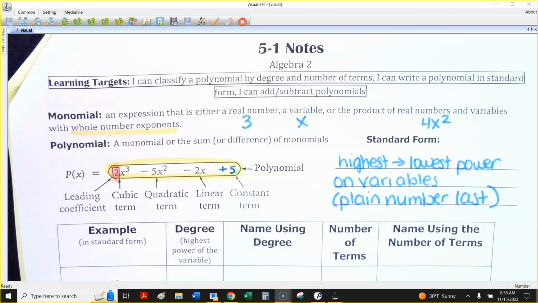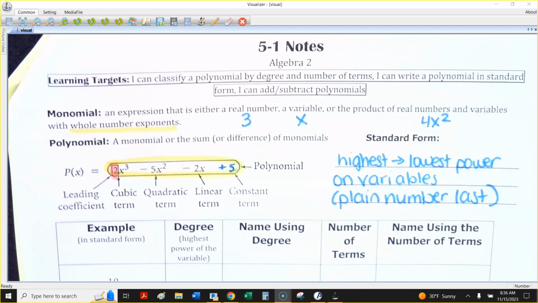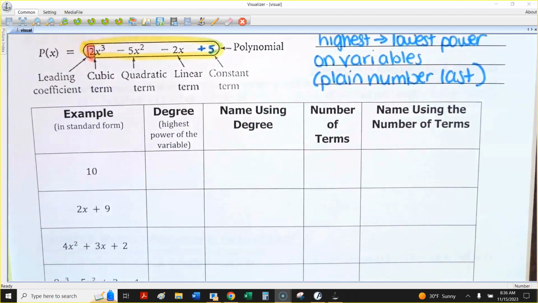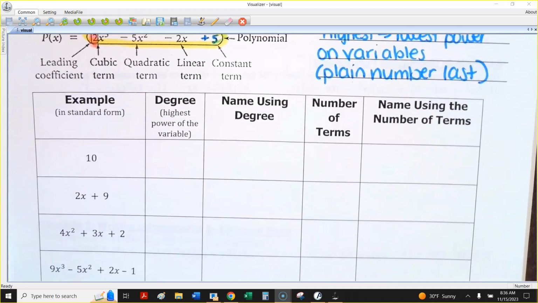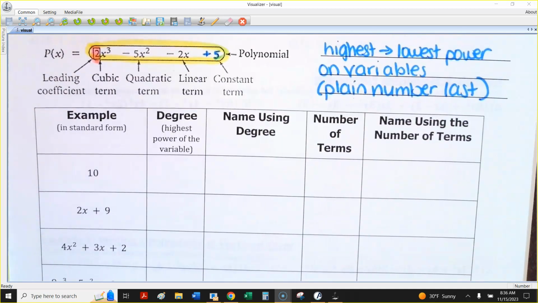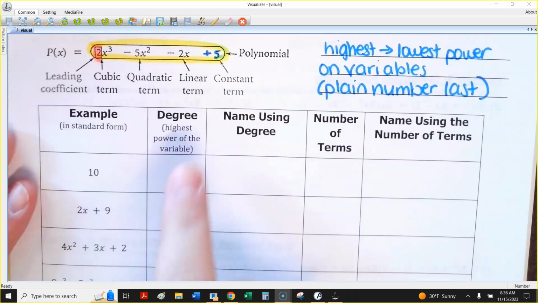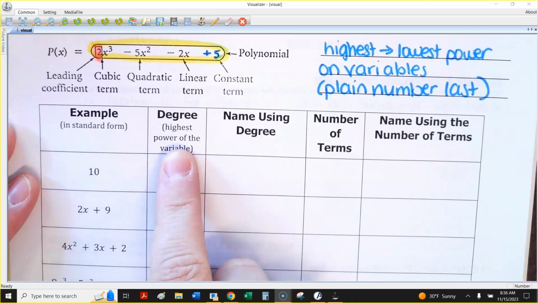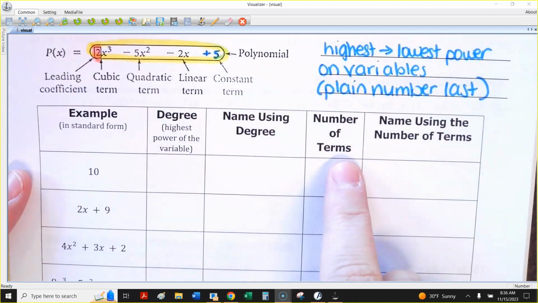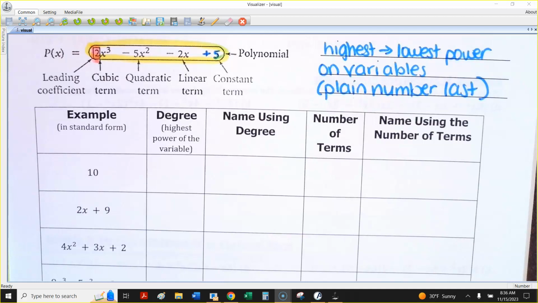Now, some of these you might know and some of them maybe not, so we're going to go through these, but I just have an example of each. So, just a plain 10 all by itself. We're going to label these based on degree and number of terms. The degree is based on the highest power on your variable. The number of terms, like I just asked you about that one above there, and we said 4 terms, you just got to count how many different pieces you have.